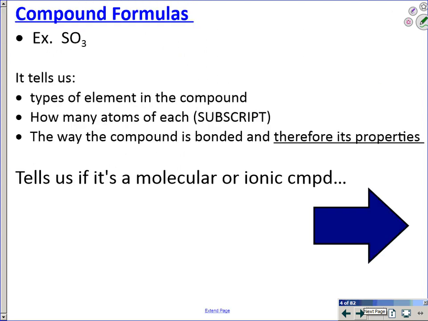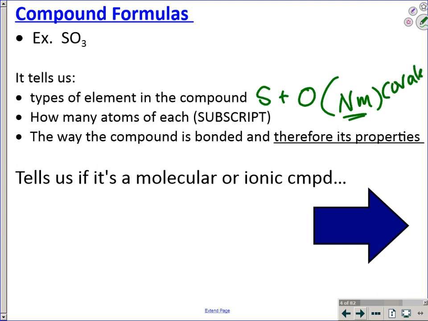So in this scenario, SO3, you should be able to tell me a whole lot about this compound. First off, we know the types of elements that are involved. So what kind of elements are involved here? Okay, sulfur and oxygen. They're both what? Non-metals, right? So that's your key thought. They're both non-metals. So what kind of compound am I dealing with? I'm dealing with a covalently bound molecule, right?